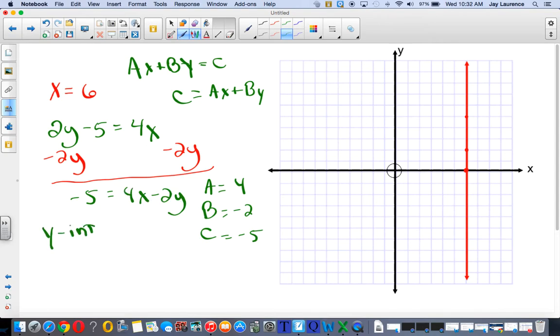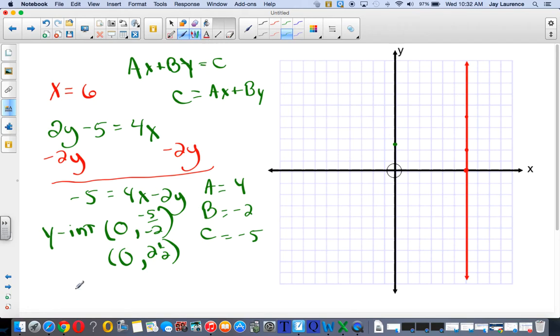The y-intercept will be the easiest one to do. It's going to be 0 and negative 5 divided by negative 2, which is 0 and then 2.5. That's not too bad to graph. So go 0, 1, 2.5. So it'll be about halfway right there.